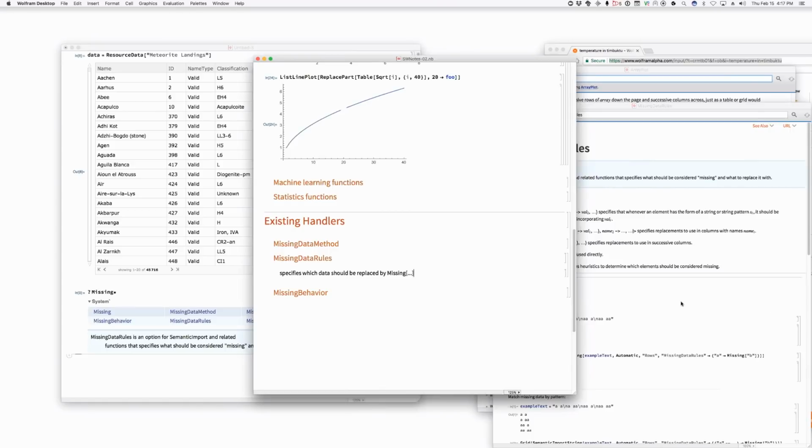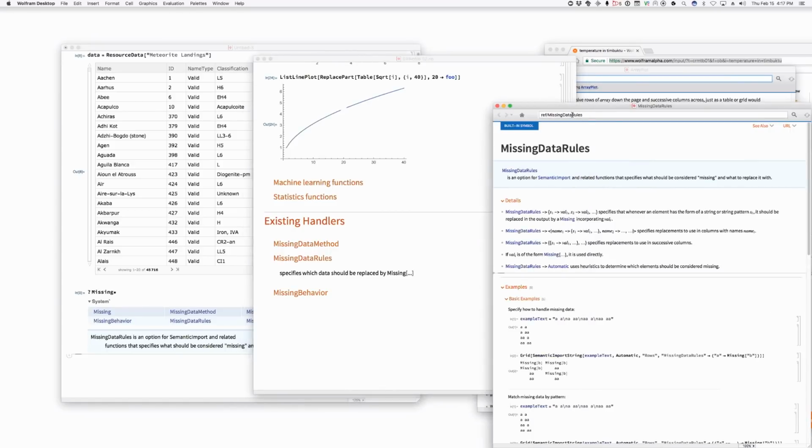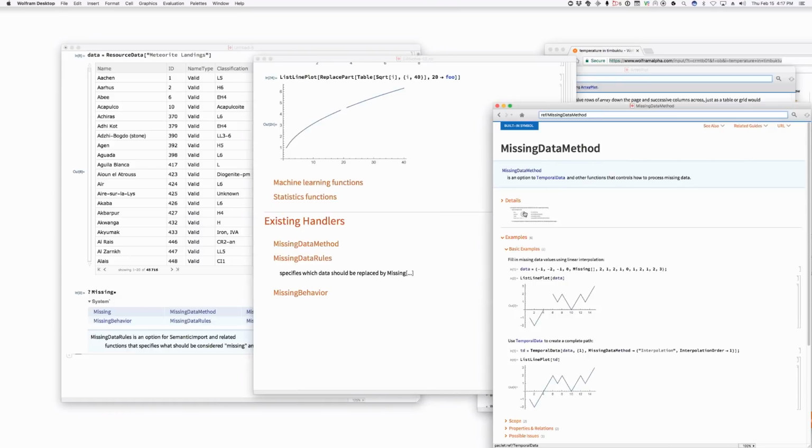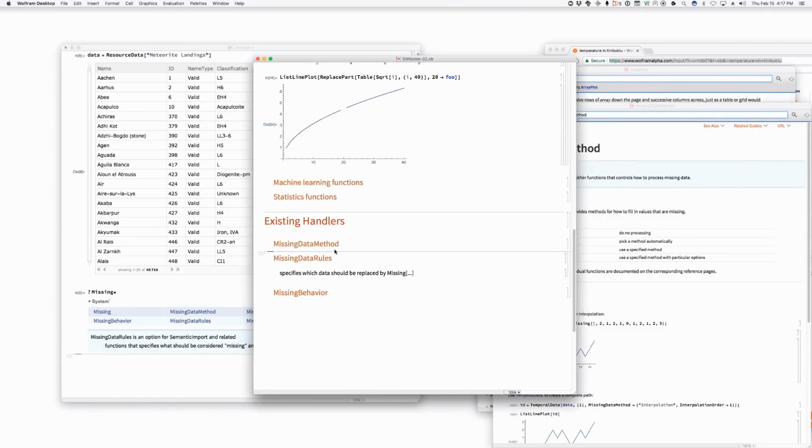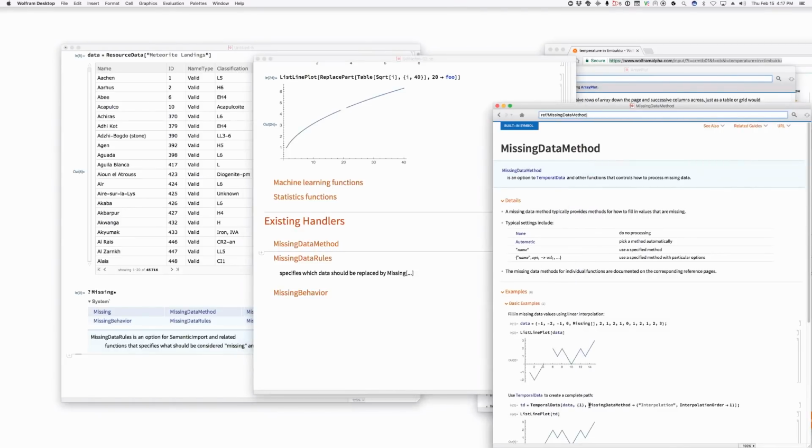Okay, so MissingDataMethod, what does that do? Okay. So that's really what we're talking about here. Sushma's here. It is things like interpolation and so on, right? That's an example of that there. So that's really what we want to deal with.